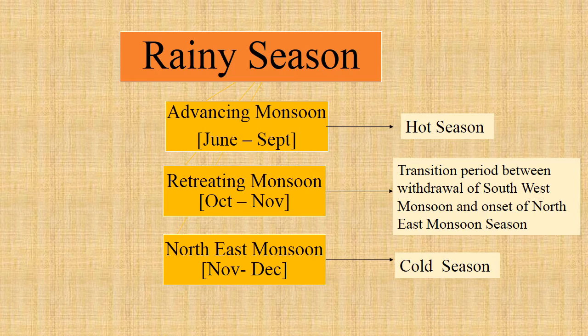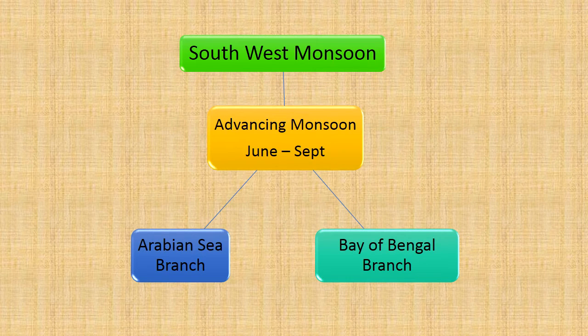Now, when do the northeast monsoon winds come? They come in the month of November and December. We also call them northeast trade winds. These winds are cold winds. They come in the cold season. Now let's go to the next slide. The southwest monsoon winds are divided into Arabian Sea branch and Bay of Bengal branch. Let's see the next slide.